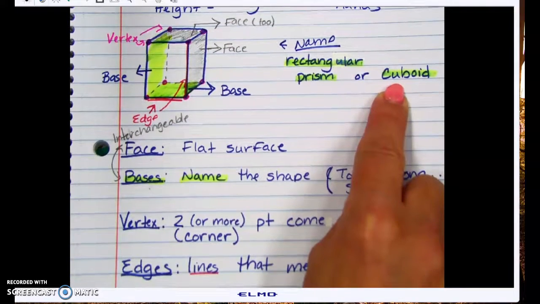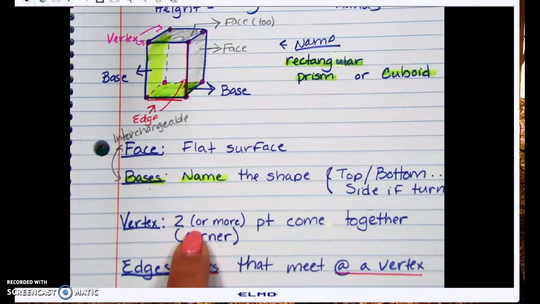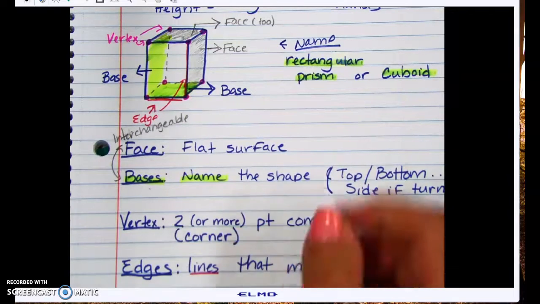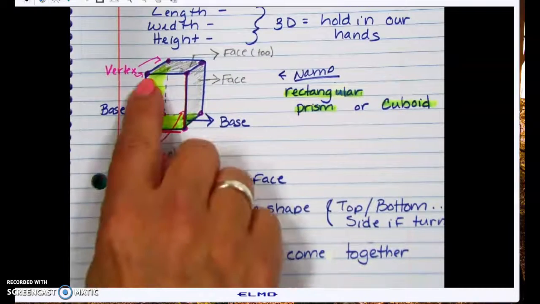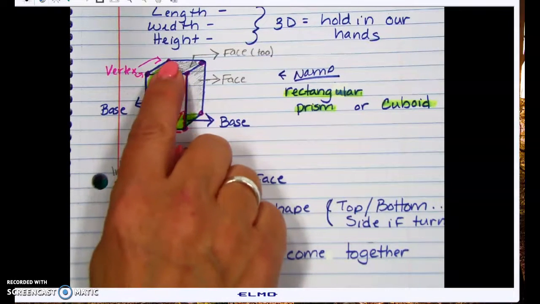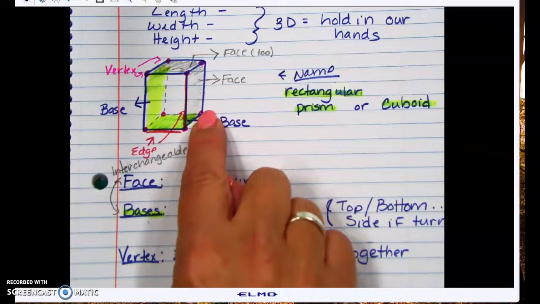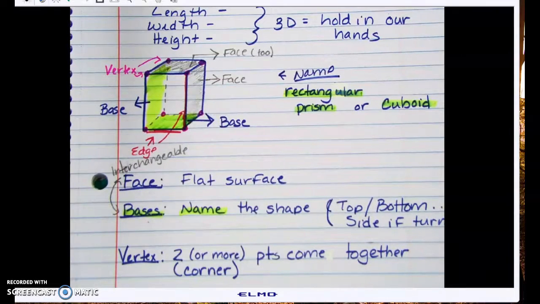Now, besides that, you also have a vertex. Because we're working with 3D shapes, two or more points come together and they form a corner. So let's take a look. That's a vertex. That's a vertex. Guess what? Anywhere where the lines come together to form a corner, those are vertexes.